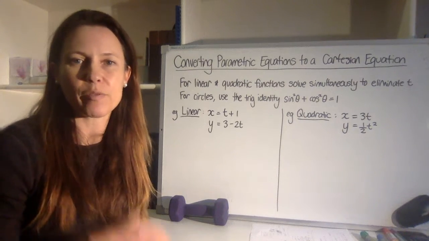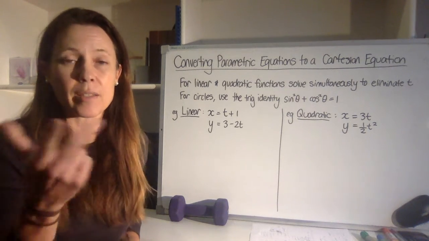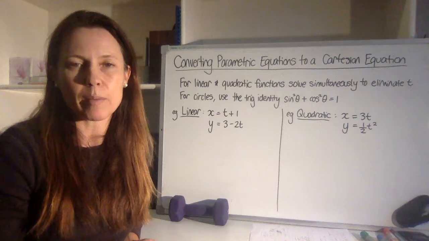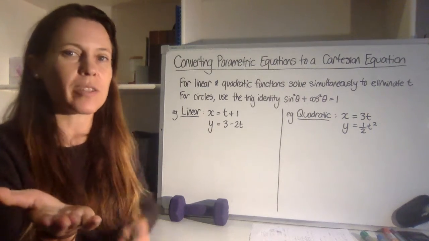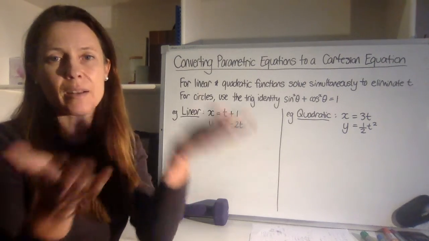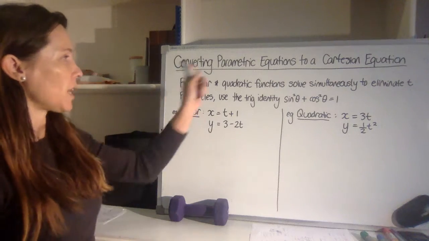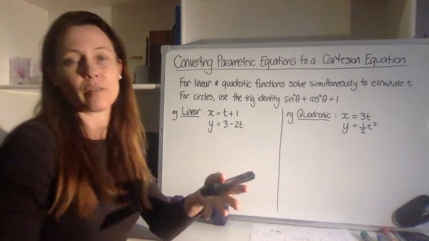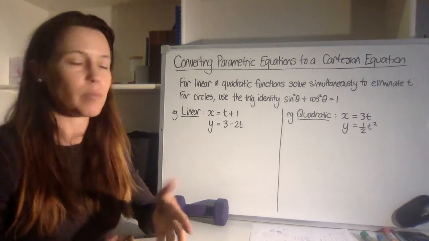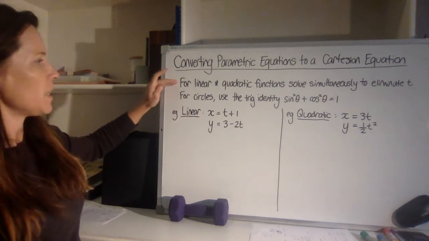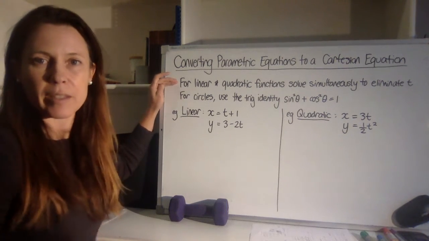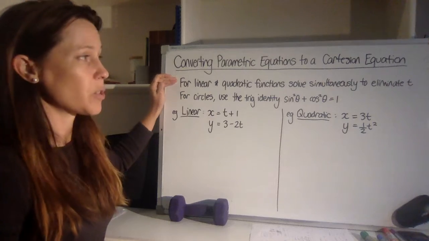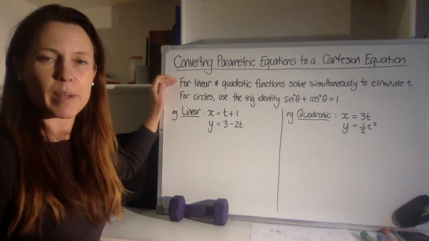Now I mentioned that for linear and quadratic functions, as well as for circles, we need to be able to convert from parametric equations to Cartesian equations and back the other way. So we'll have a look at parametric to Cartesian first, because I think that process is a little bit more straightforward. Now, for linear and quadratic functions, basically you need to do what we just did, which is just solve simultaneously to eliminate the t.